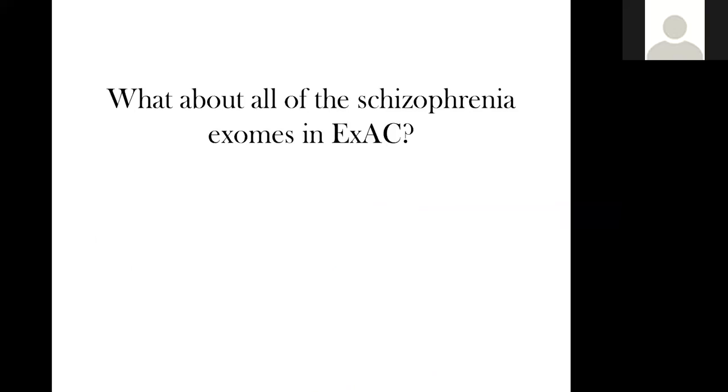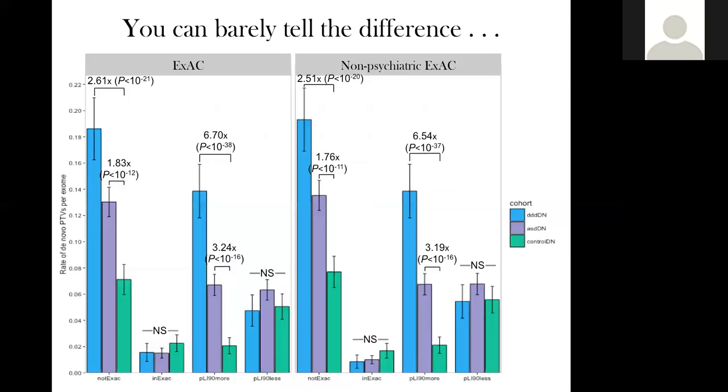So one thing that we were concerned about is the fact that there are a lot of exomes in ExAC that are from schizophrenia cohorts. And so does this bias our results? In fact, if you just restrict to the version of ExAC that has all the psychiatric exomes removed, you can barely even tell the difference. The effect size is a little bit smaller, but that's because you threw away 15,000 exomes. So whether you're using the full version of ExAC or the non-psych version of ExAC, at least for intellectual disability and autism, it really doesn't make any difference.